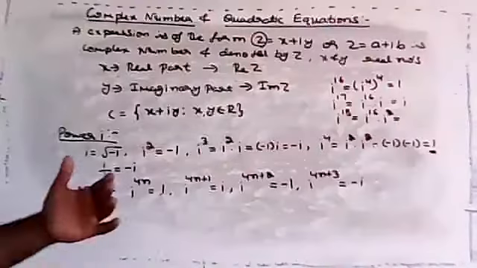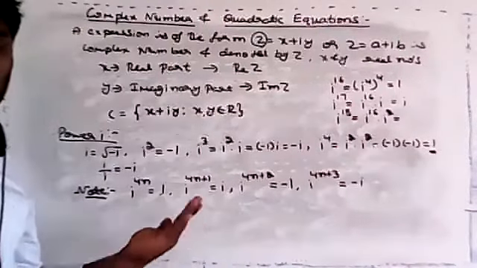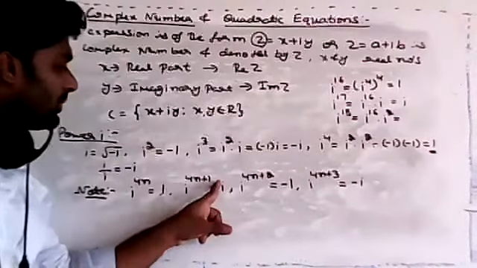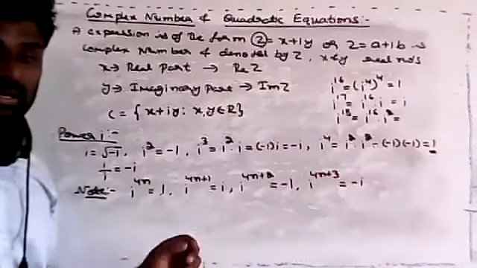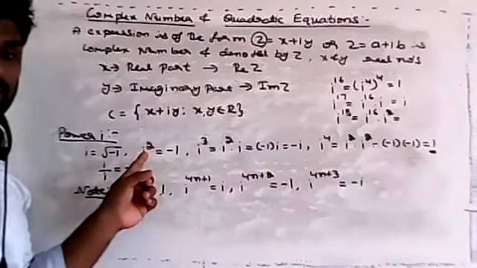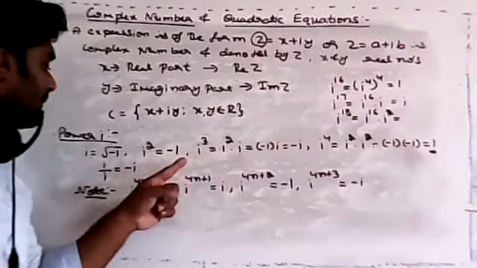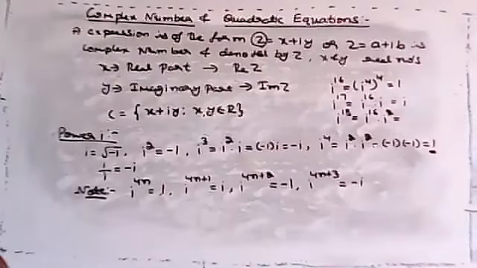Remember this one, whatever the problem they'll give, write down a multiple of 4. If it is 4n plus 1, that time i; 4n plus 2, that time minus 1; 4n plus 3, minus i. Depending upon this we are solving. Remember, i square is minus 1 and i cube is minus i. Clear this one? Any doubt on this one? Shall I move on to the next one?